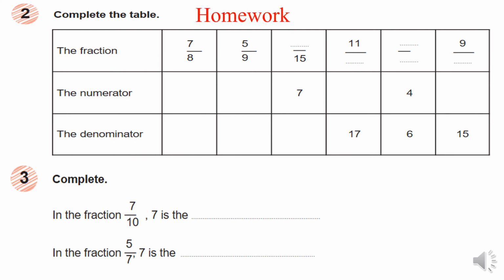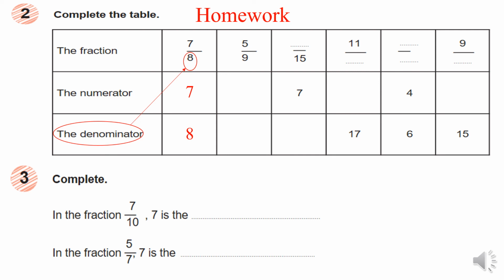Now I will help you to solve your homework, exercises number 2, 3, and 4, page 118. In exercise number 2, we have the fraction, the numerator, and the denominator. The numerator is the number up, which is the 7 here. Then we have to write 7. And the denominator is the number down, which is the 8. Then we have to put 8. Complete it, please. In exercise number 3, we have the fraction 7 over 10.